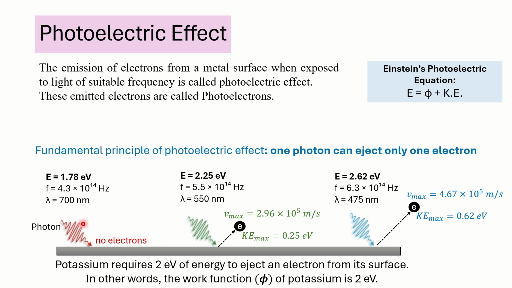So we have explained this by taking only one photon. One photon can eject only one electron. More photons can eject more electrons if the energy of the photon is more than the work function of the metal.